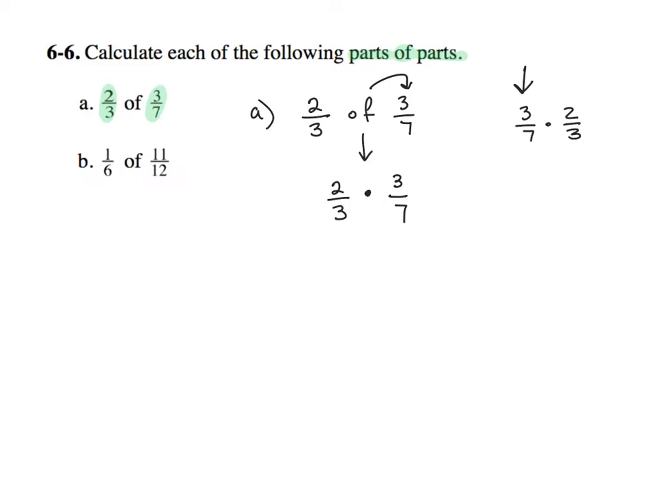Now, one way to continue is to make them into one fraction and you multiply top number with the top. So basically we have 2 times 3 in the numerator, and then we have 3 times 7 in the denominator. So on top I get a 6, and on the bottom I get a 21. And then you have to reduce. So this is an answer, but it's not reduced.